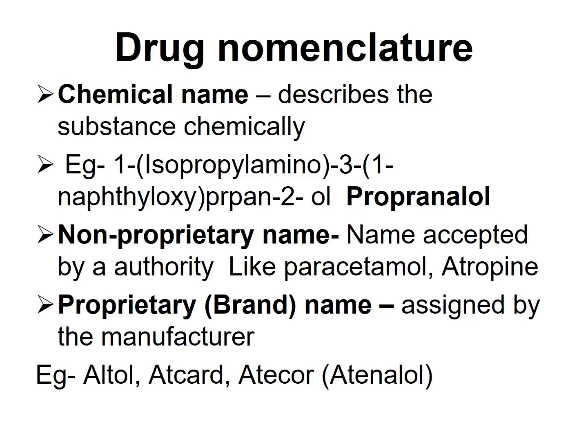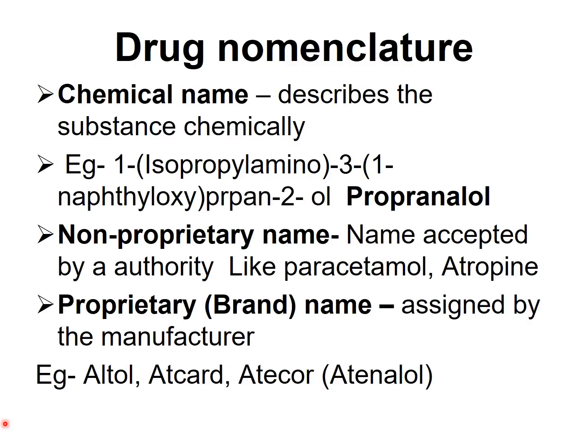Now we have something called drug nomenclature. Nomenclature is something related to names, isn't it? So generally, as undergraduate students, we should know the different types of names of a drug. There are three important names for a drug. One is the chemical name, the second one is the non-proprietary name, and the third one is the proprietary name. It's also called the brand name.